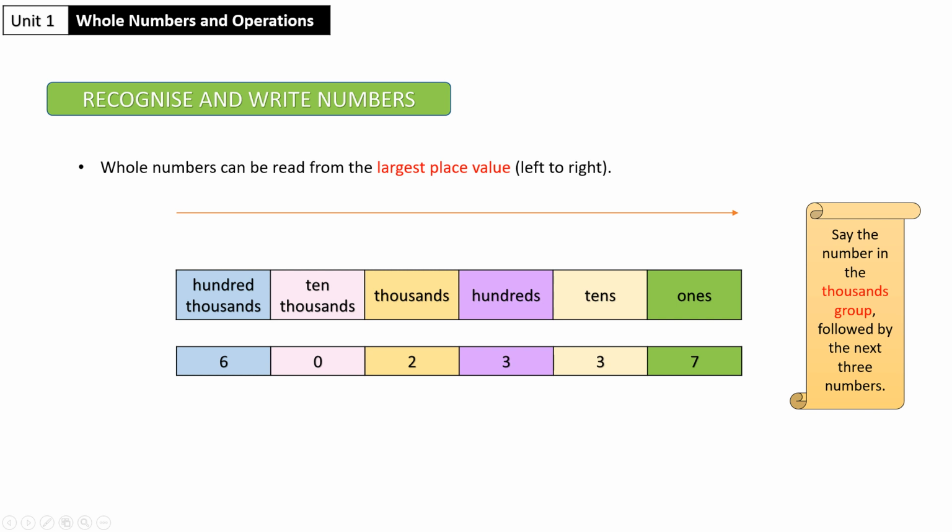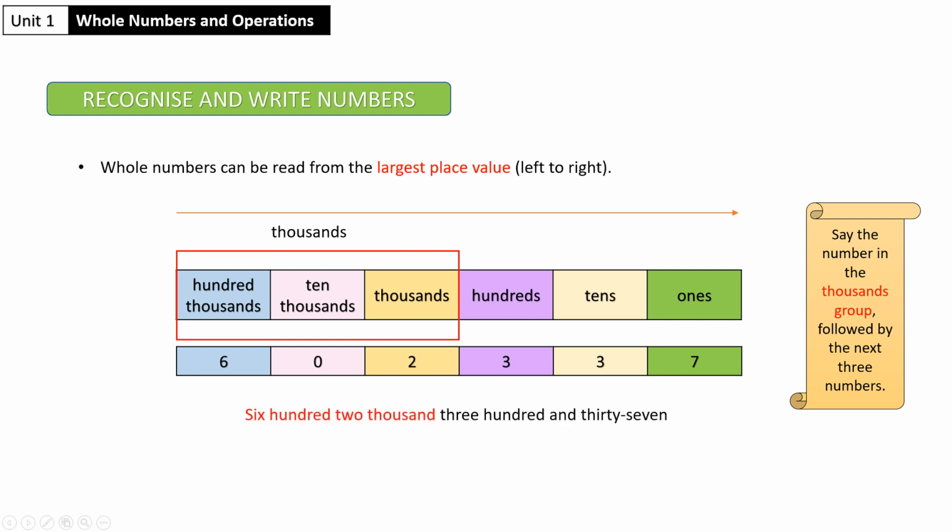Di sini ada sedikit info. Student must say the number in the thousands group, followed by the next three numbers. Student perlu menyebut nombor yang berada di thousands group. Mana itu thousands group? This is the thousands group. Kita perlu sebut number yang berada di dalam thousands group and then followed by the next three numbers. What are the three numbers? Inilah yang hundreds, tens, and ones ini.